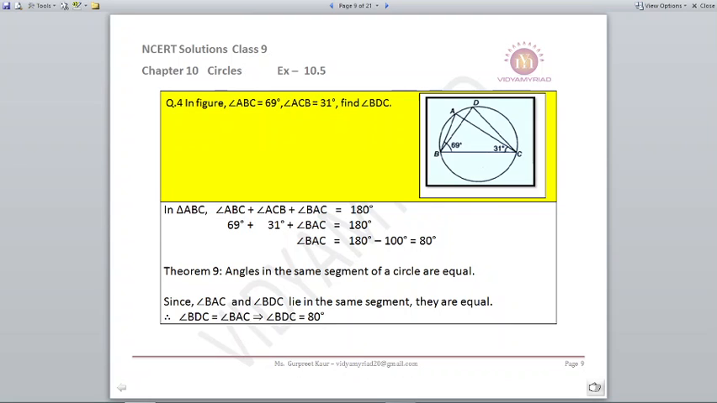We need to find out angle BDC. Now, if you see, BC is the same line segment on which BAC and BDC, both the angles are formed, and according to the theorem, we know that angles that lie on the same segment of a circle will be equal. So, if BAC is 80 degrees, angle BDC will also be equal to 80 degrees.